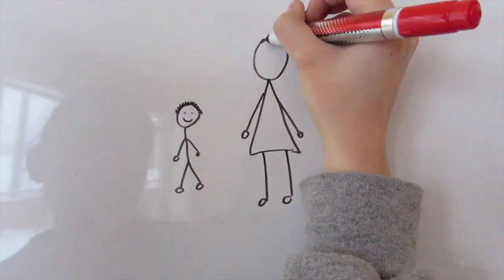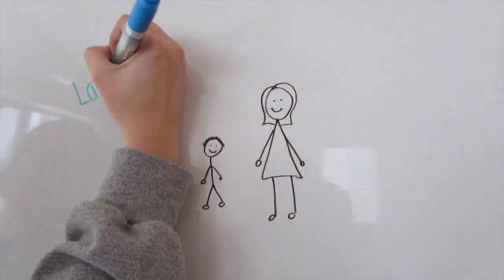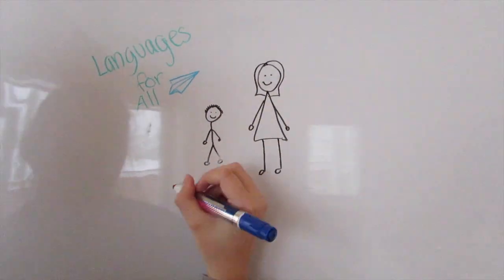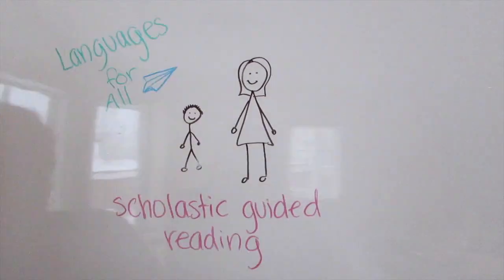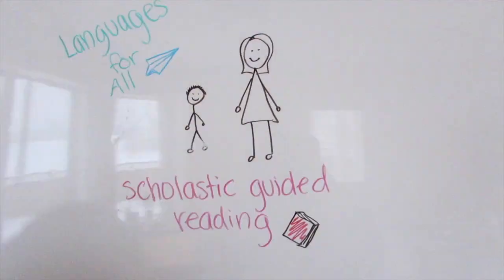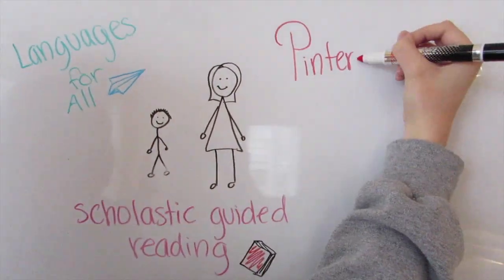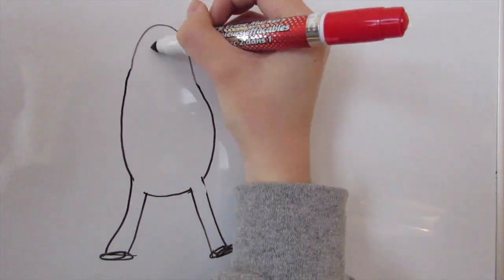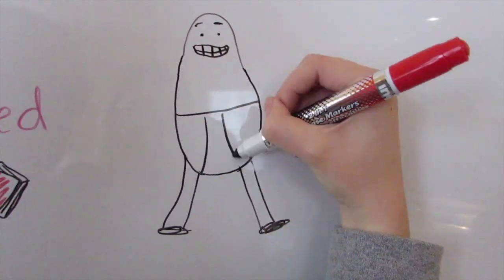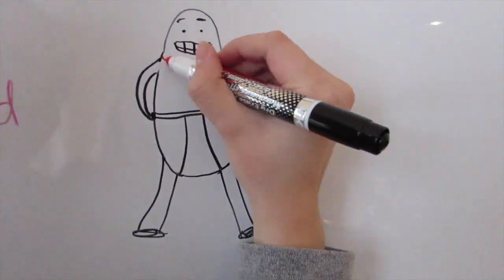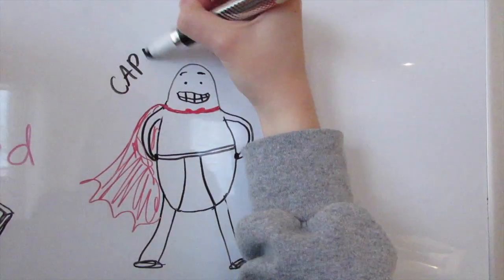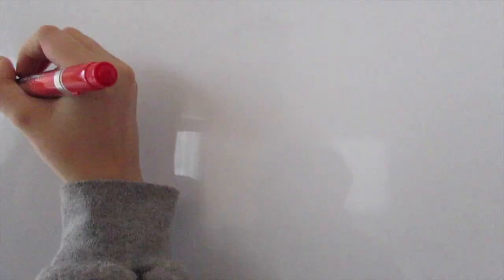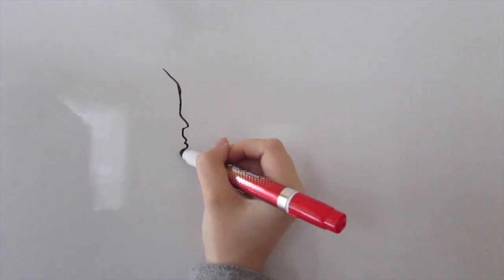However, during the last year, I had started tutoring an ELL student, and I was constantly looking for new strategies and resources to support this student. Some of the things that I looked into were Languages for All, Scholastic Guided Reading, Pinterest, and Captain Underpants, the novel. So, while I was clinging on to my one current experience of language teaching, I mentally prepared myself and jumped back into the world of linguistics.